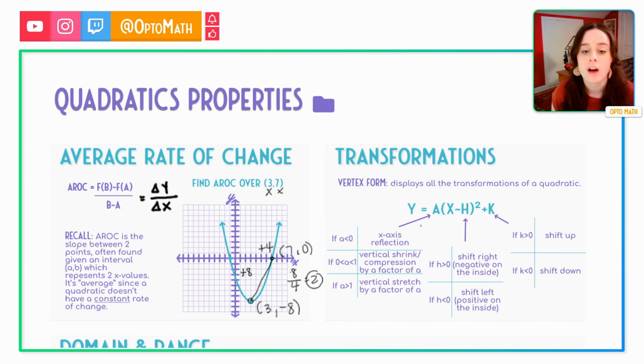Remember, k is the y value of our vertex. That's going to be a shift up if k is positive and a shift down if k is negative.